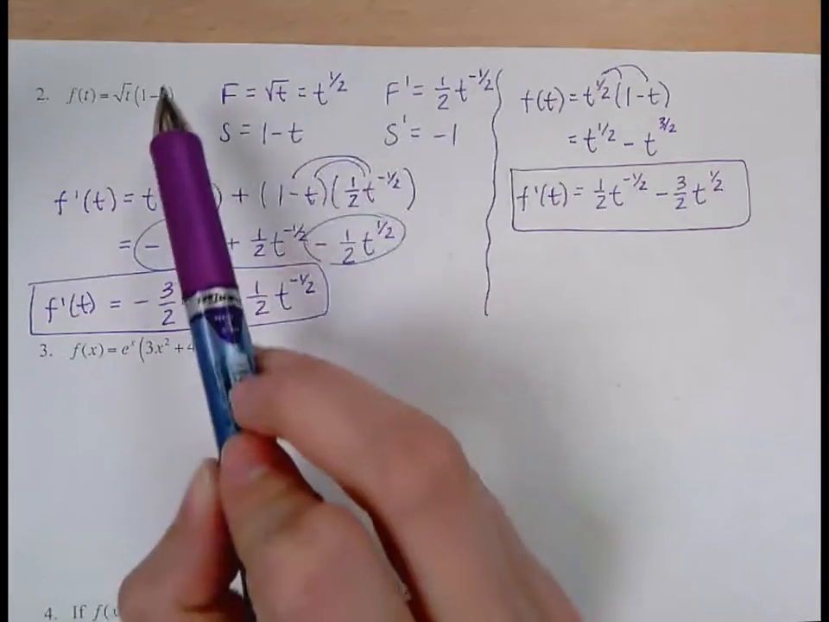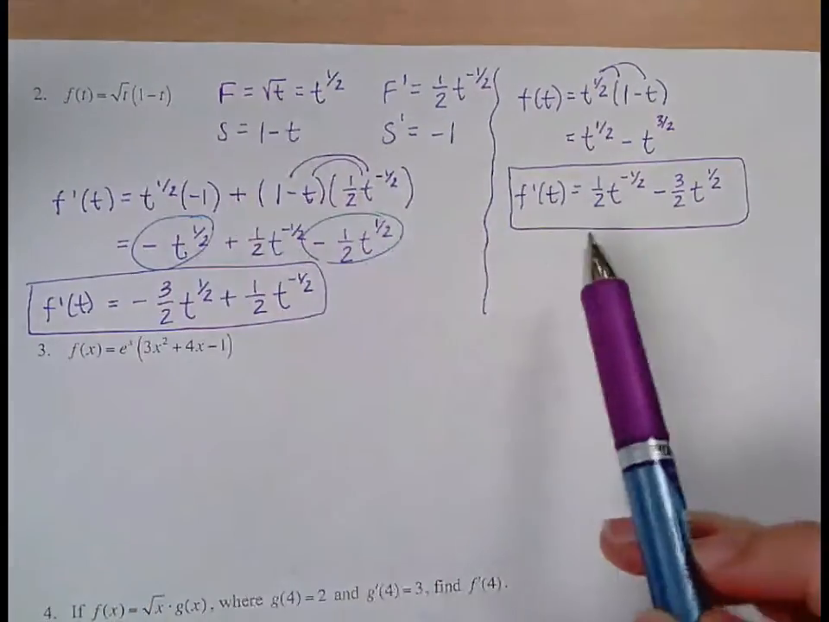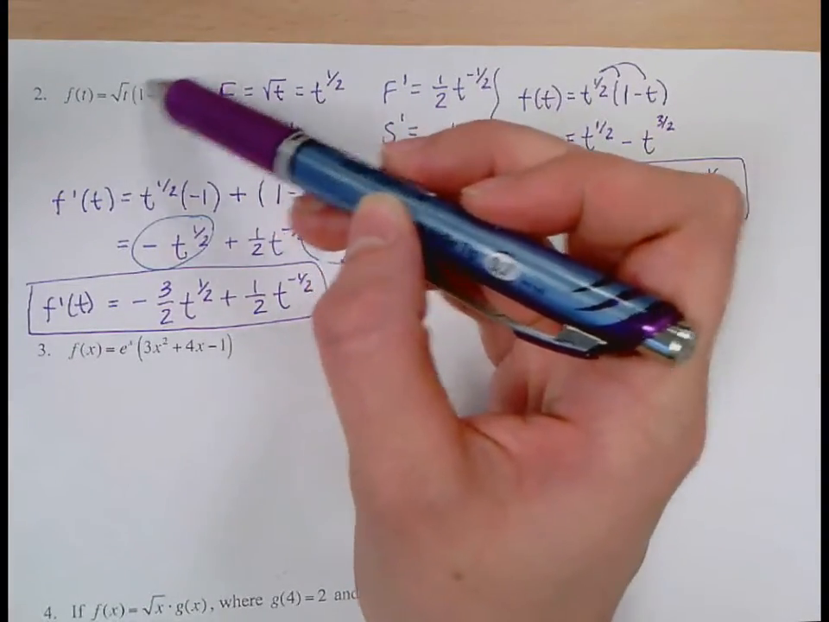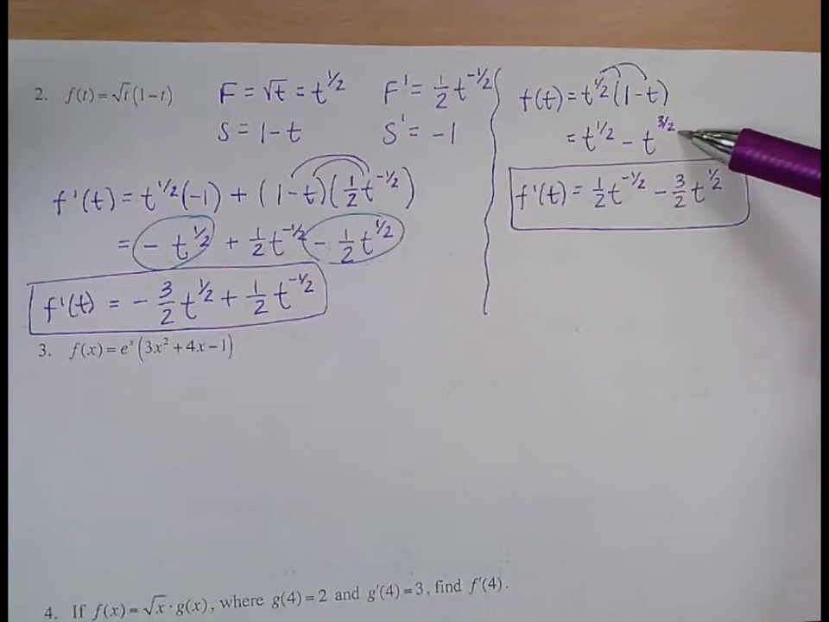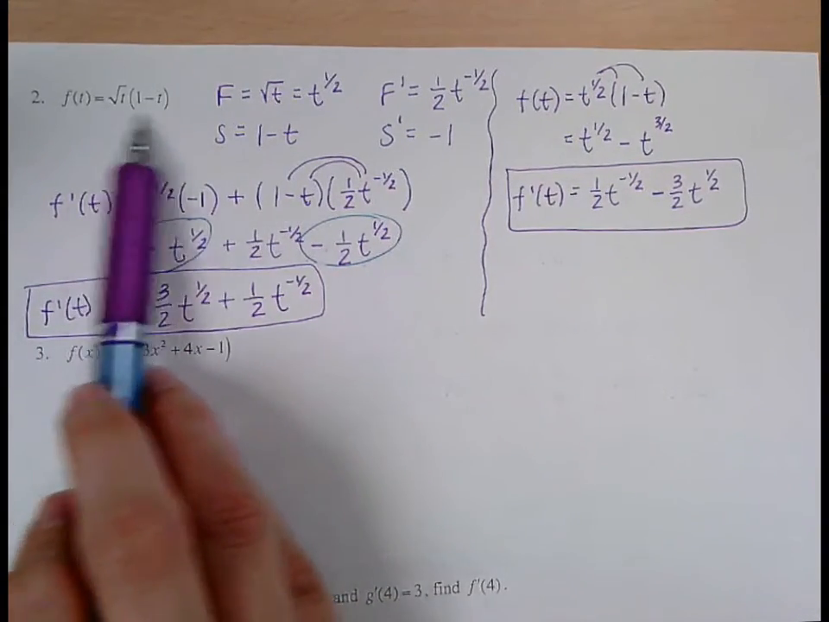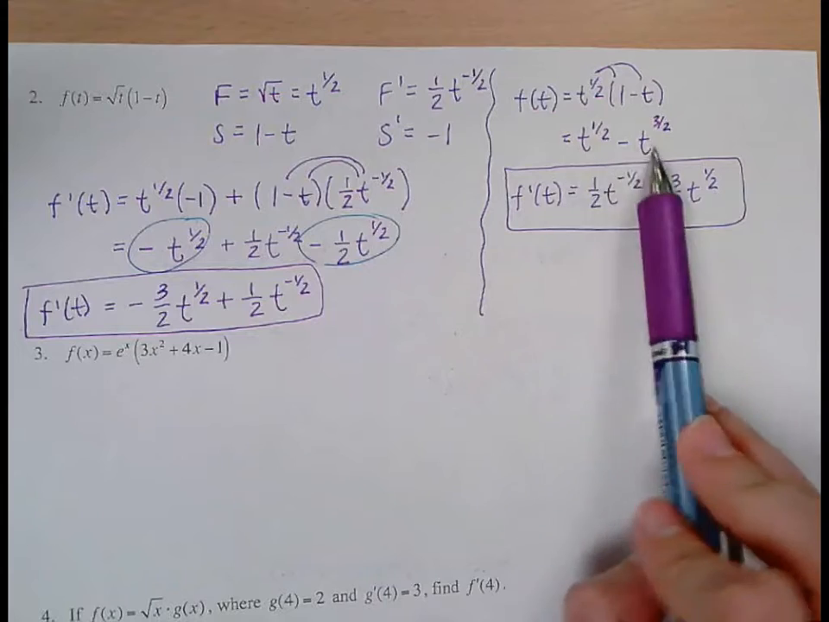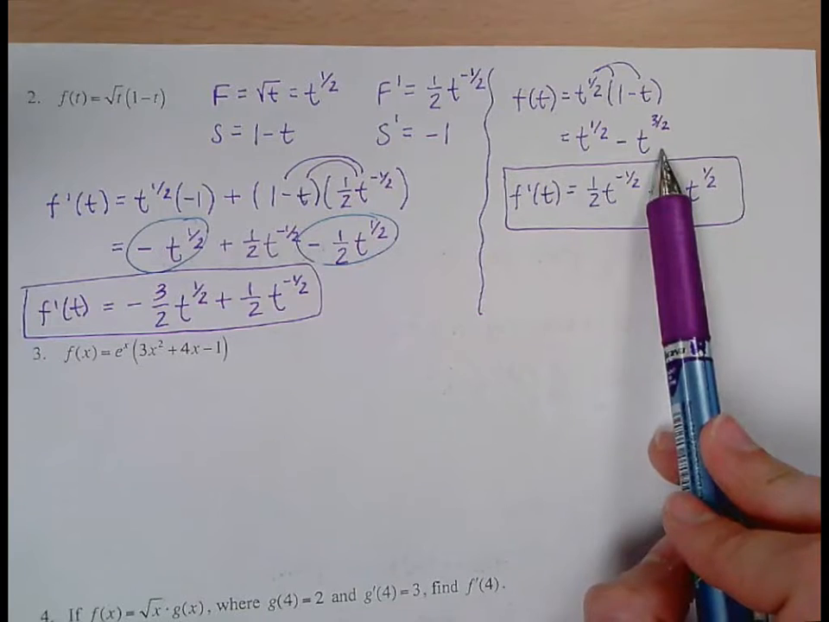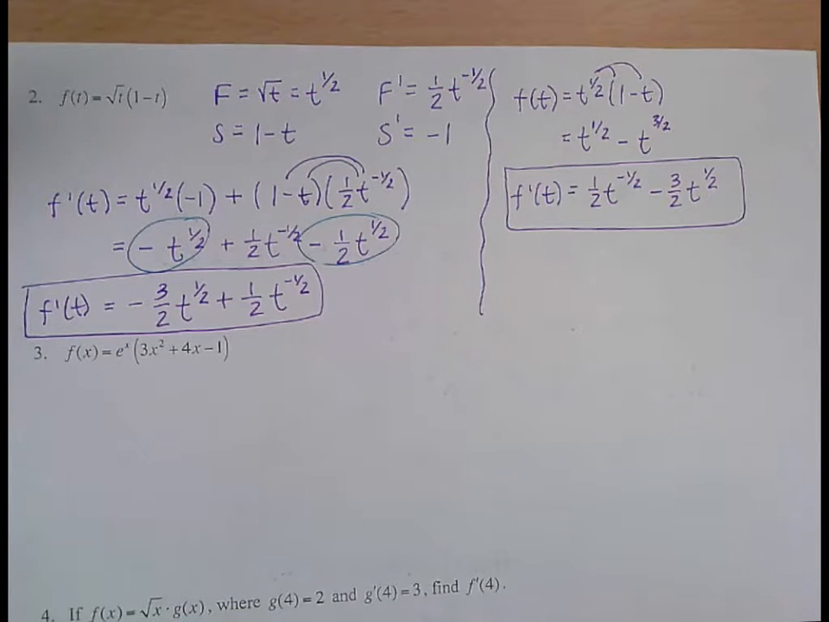So what I did is I simplified the function first before taking the derivative. So I distributed the square root of t. I wrote it as t to the 1/2 and distributed. My function was originally written as a product. Now it's written as a difference, so I don't need the product rule because I rewrote it first. So why I point that out, both methods work. Neither method is wrong, but if you can simplify a function first so that you don't have to use the product rule, it's easier.